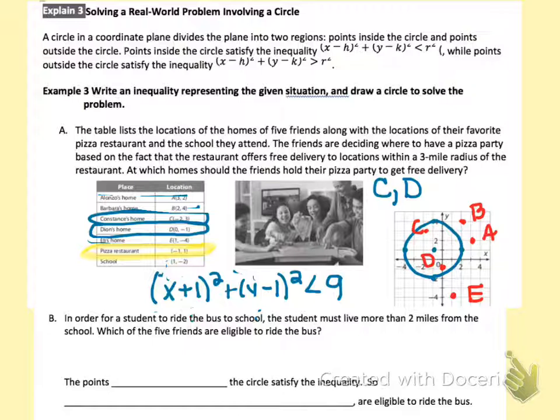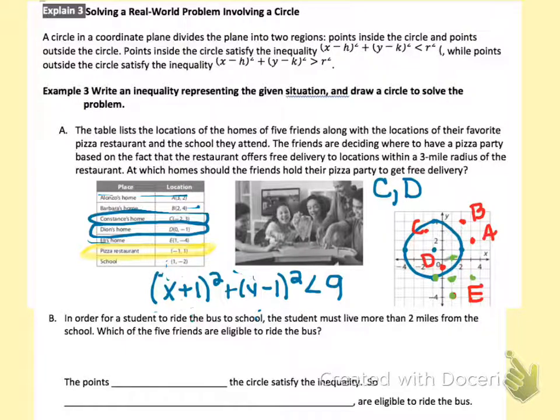I'm going to use a different color on that, like a green one, right? So the center for the school is at 1, negative 2: over 1, down 2, right? Oops, right about there. And then the radius is a 2 mile radius. So up 2, right 2, down 2, which is right there, and left 2, right there.